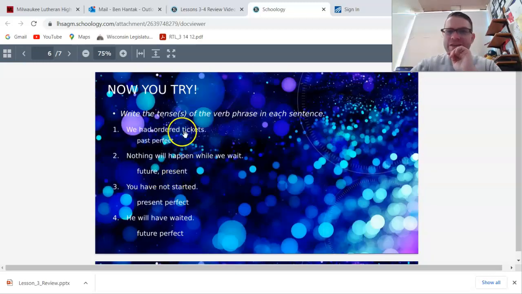The answers show up on this slide, so I'll just fly through it, and then we'll move on to the other review today. As it says, write the tenses of the verb phrase in each sentence. Number one there, we had ordered tickets would be the past perfect. We see ordered as past tense. We see had is its helping verb right there. That had as a helping verb is telling us we've got the past perfect tense.